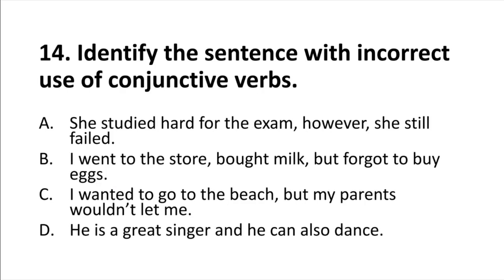MCQ number 14. Identify the sentence with incorrect use of conjunctive verbs. Option A, she studied hard for the exam, however she still failed. Option B, I went to the store, bought milk, but forgot to buy eggs. Option C, I wanted to go to the beach, but my parents wouldn't let me. Option D, he is a great singer and he can also dance.